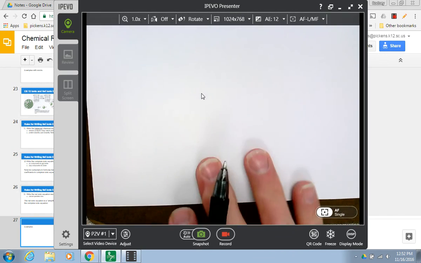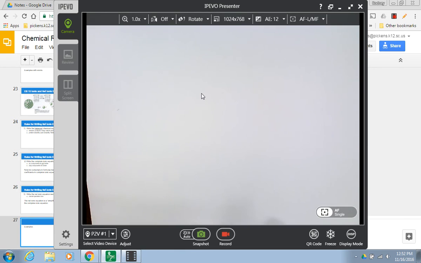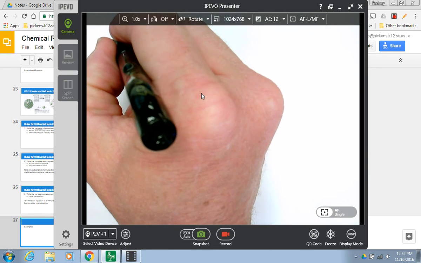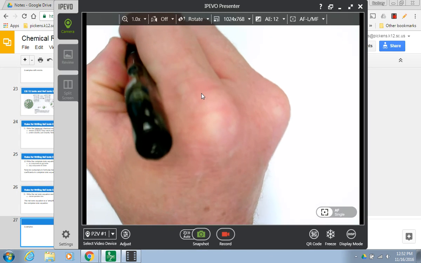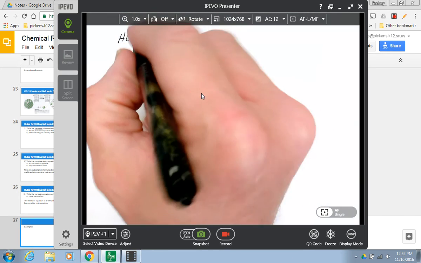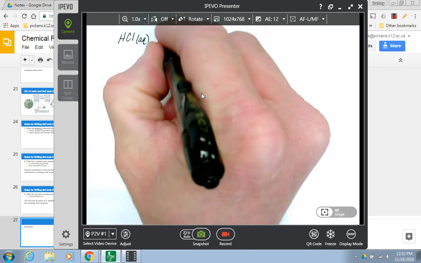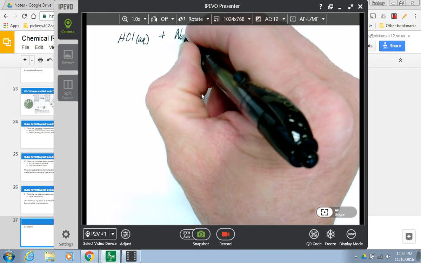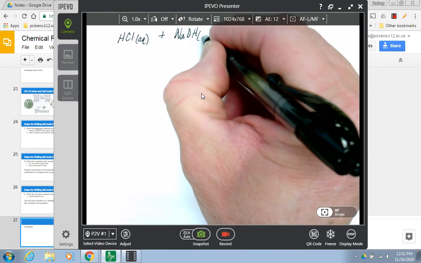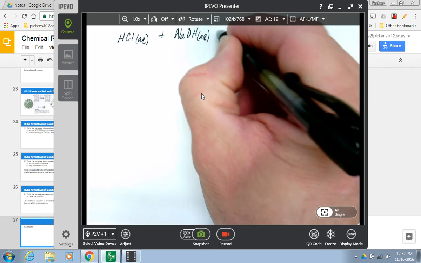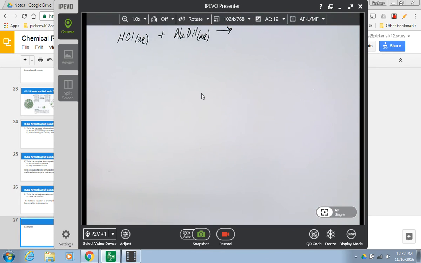Let me flip the page. We'll do one more, okay? It's good to see these examples and have plenty of things to work off of. So let's do hydrochloric acid, which is going to be HCl, okay? It's aqueous, plus sodium hydroxide. So this is a neutralization reaction. That's also aqueous.